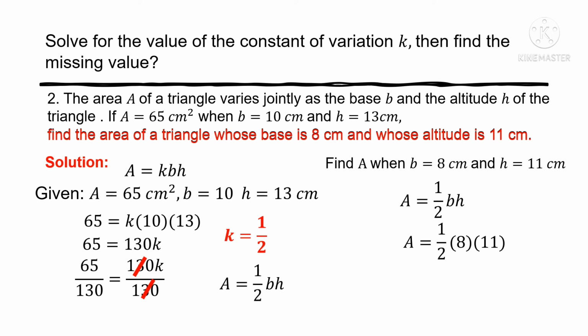So we have 1/2 times 8. 1/2 times 8, that is 4. Ibig sabihin 8 times 1 divided by 2 is 4 times 11. So you have 44 square cm. So we're talking about area. So, ang final answer natin, the area of a triangle whose base is 8 cm and the altitude is 11 cm is 44 square cm or 44 square centimeters. So, ito yung final answer dito sa problem number 2.